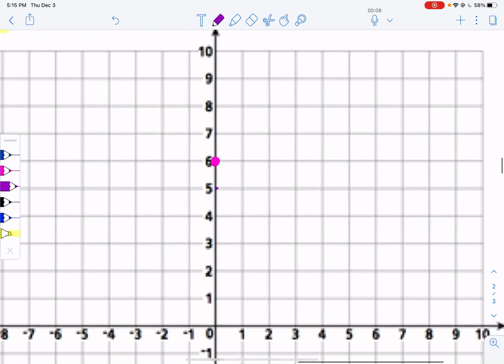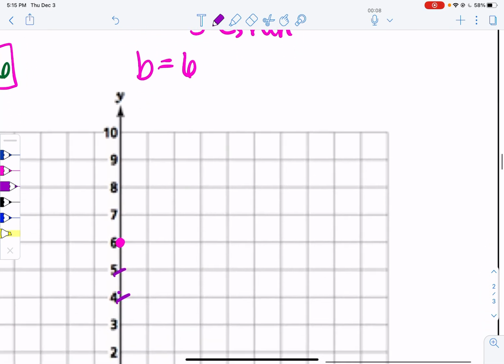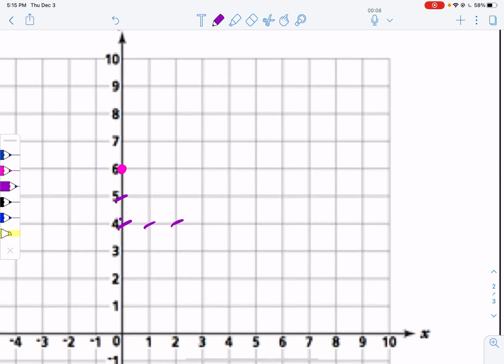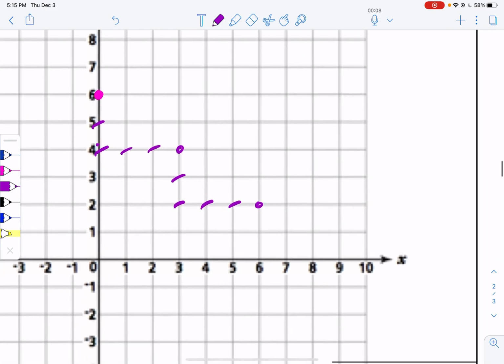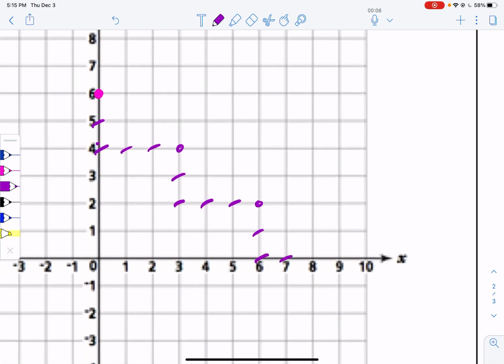So 1, 2, 1, 2. Yeah, down 2, right 3. So 1, 2, 1, 2, 3, 1, 2. 1, 2, 3, 1, 2, 1, 2, 3, and I ran out of points to plot.